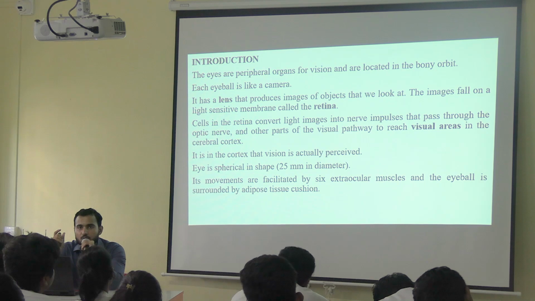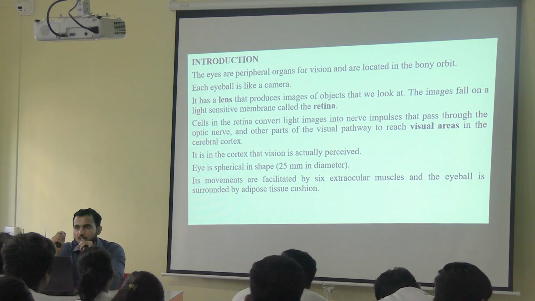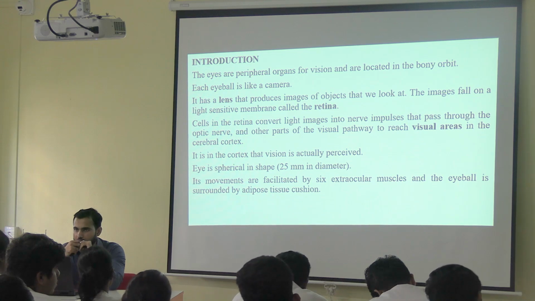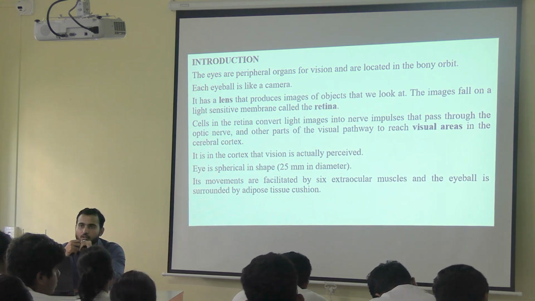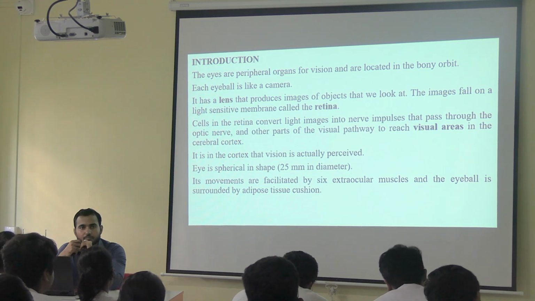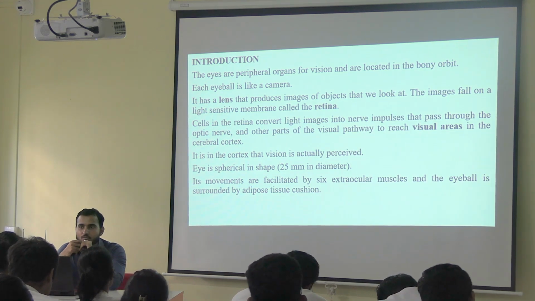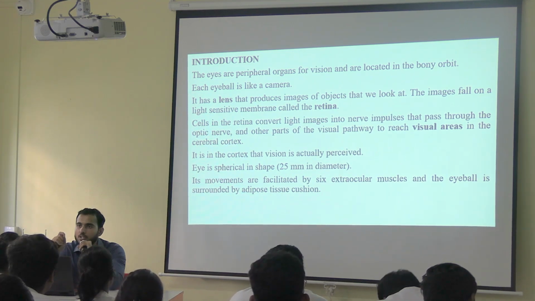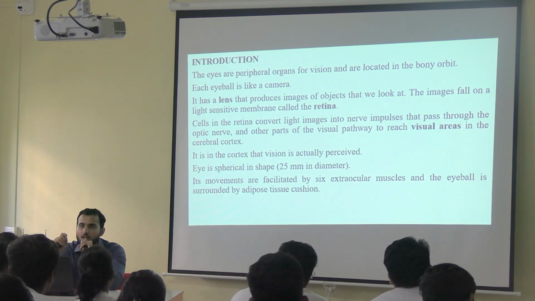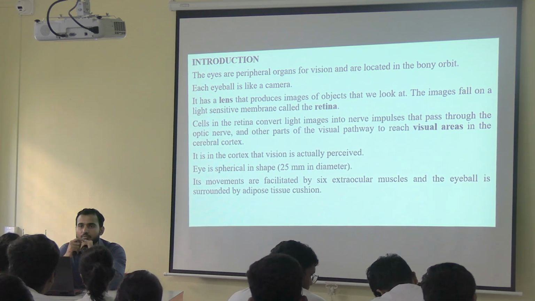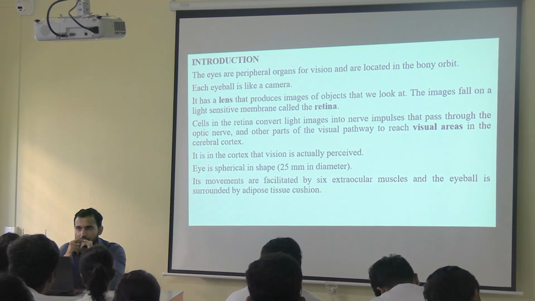Now, whenever light falls on the eyeball, it enters through the cornea, and then through the lens it falls onto the retina. Once it falls on the retina, visual impulses are generated, and those visual impulses go through the visual pathway to the visual cortex, which is situated in the occipital lobe. After that, the perception of vision takes place. Then only can you see the object.